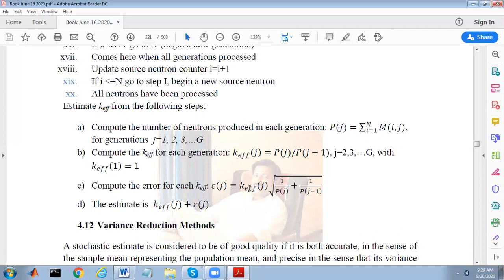And when you've done that, then you compute the error that you have in your estimate, and then you can tell the world that the estimate is K effective plus epsilon. So remember, any estimate you give is going to have some uncertainty. I'm going to show you when we look at the results that you should do a track length estimator, you should do a collision estimator, and you should take the average of both of those estimators. So that's the good way of getting a good answer.